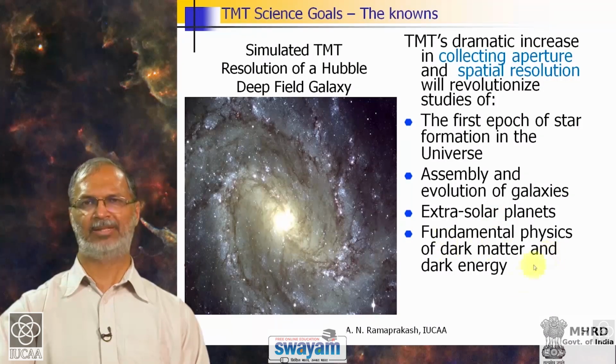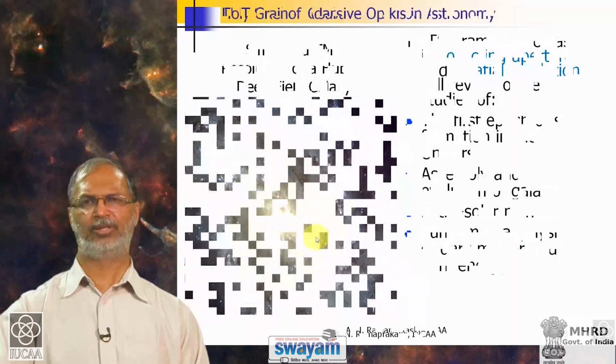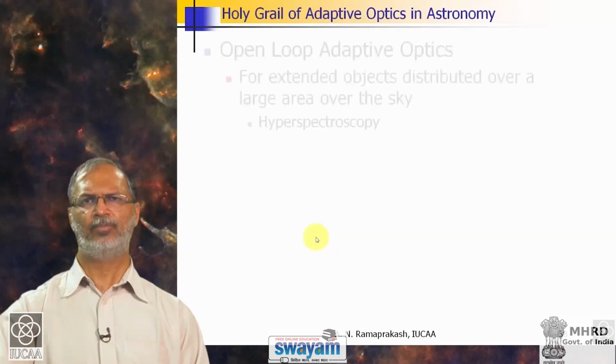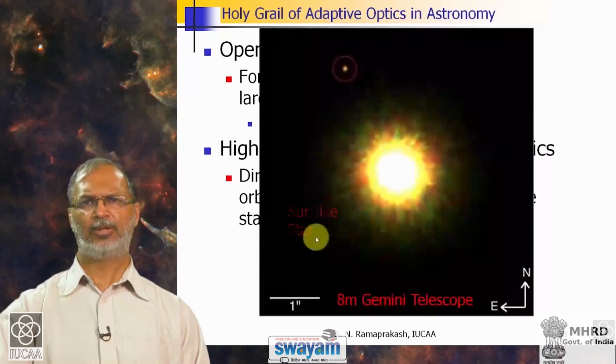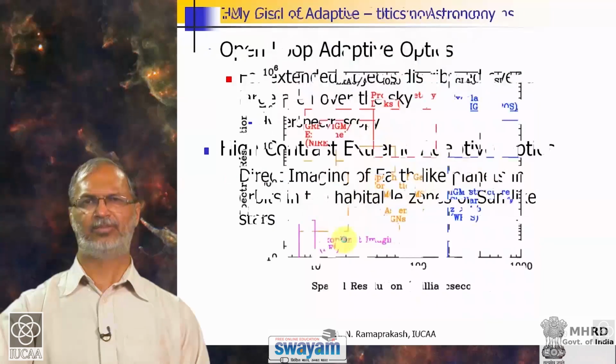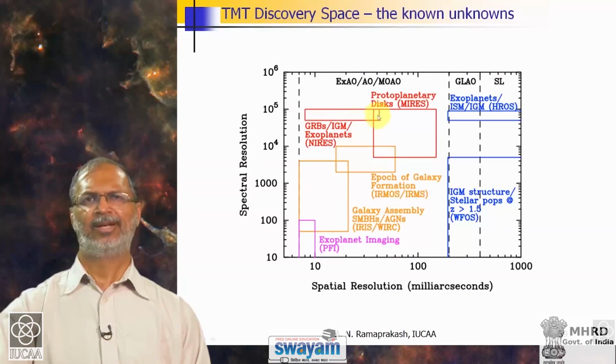What is dark matter? What is dark energy? All these kinds of questions can be tackled by a TMT-class facility equipped with adaptive optics and very complicated instruments like spectrographs, polarimeters, etc. So, let me skip this, I mentioned all this.